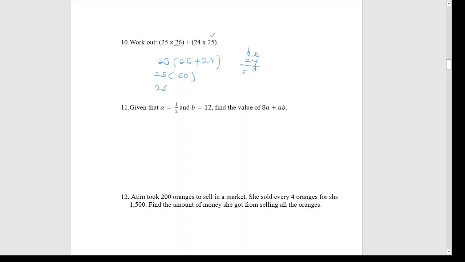Therefore 25 times 50. We are going to multiply 25 by 50, but I first keep my 0 somewhere here. Then 5 times 5 is 25. I write 5, I take a 2. Then 5 times 2 is 10 plus 2, that is 12. We bring our zero here, therefore we get our answer as 1,250.